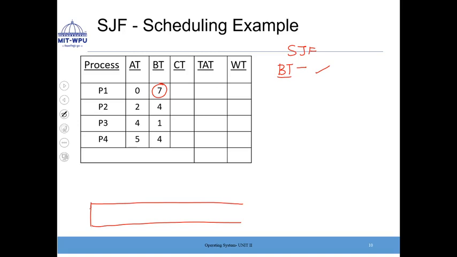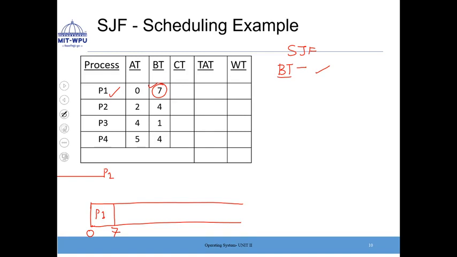So let us start at time 0. Let us check how many processes have arrived. At time 0 only process P1 has arrived. So let us maintain this P1 in the queue and schedule it for its execution. Now for how long will P1 execute? P1 will take its burst time, that is 7. So process P1 will execute for 7 units of time.